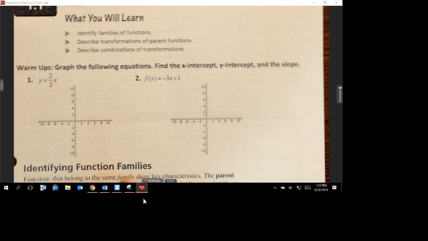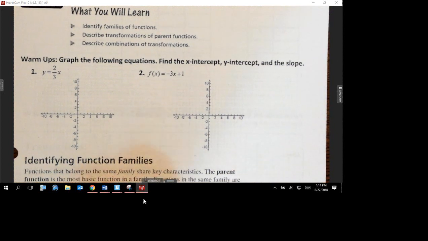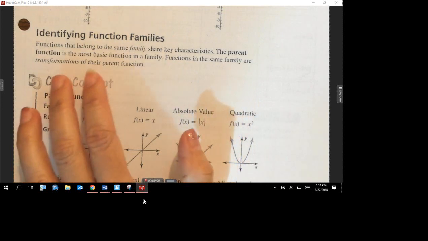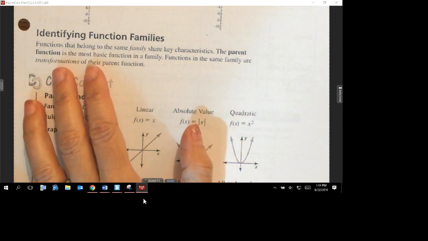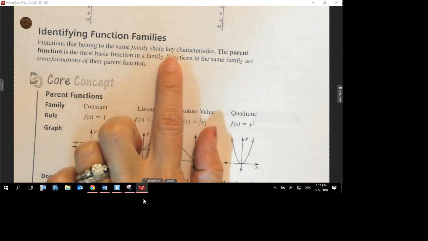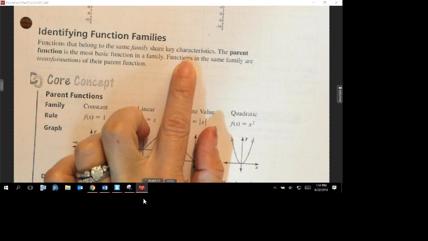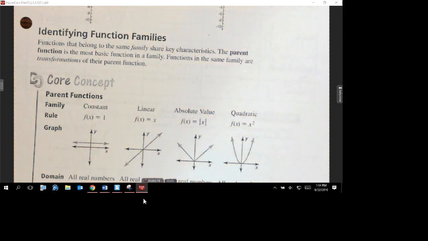Today we're going to talk about function families. We have functions that belong to the same family, and they share key characteristics, kind of like you probably look a little bit like your parents, right? Lucky me, I look like my dad.